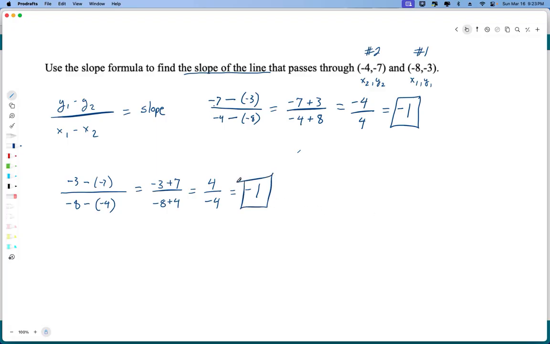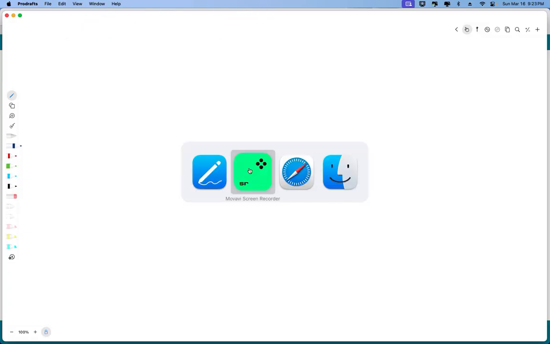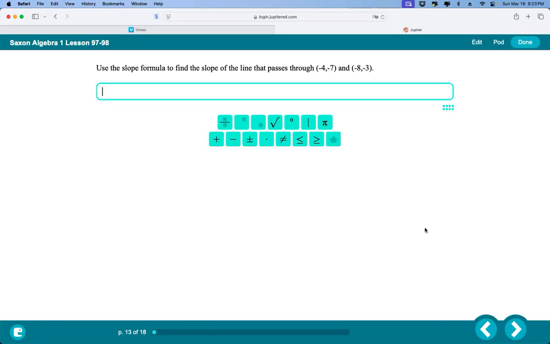So it doesn't matter which one you choose for point 1 or which one you choose for point 2, as long as you put that with your x and your y here, you'll know which one is which and where to put it in your slope formula. Let's do one more just to make sure we have it. So here's another one. Let's pull it over so we can practice that.